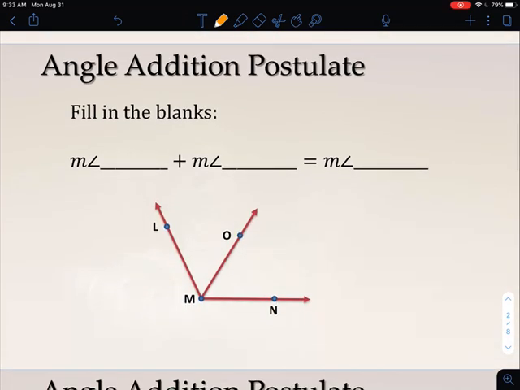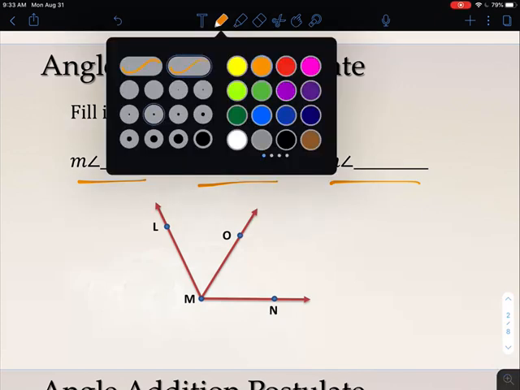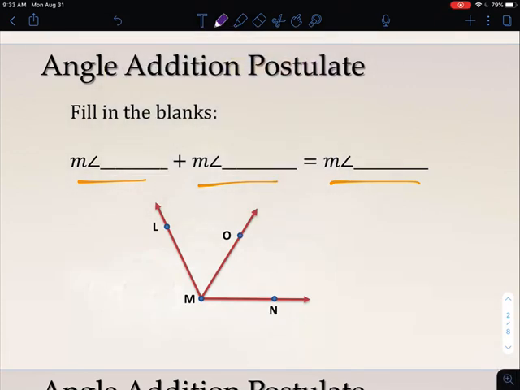So to give you an example of what this looks like, if we have a similar picture here, with some different points, they're asking us, what two angles do we want to add together to make the big one? So basically what we have to do is figure out, well, what are my two small angles in the picture? So here I have one smaller angle, which I could call LMO.